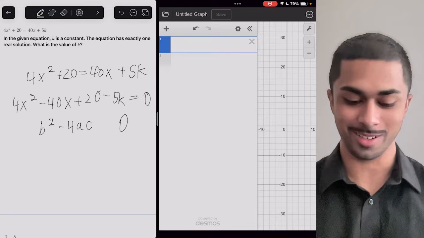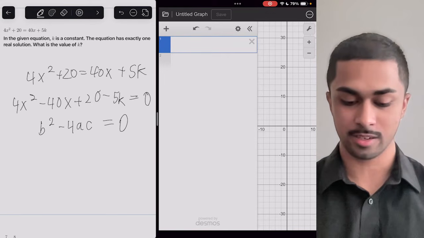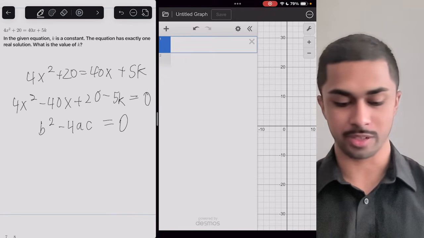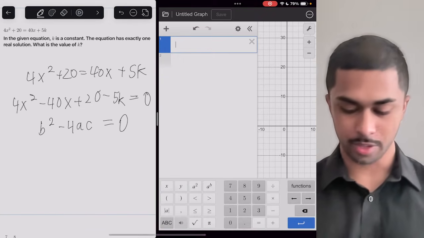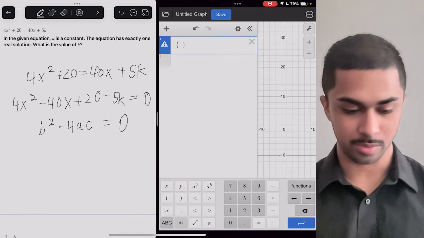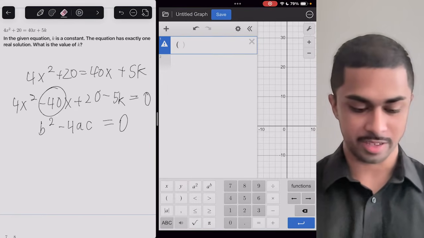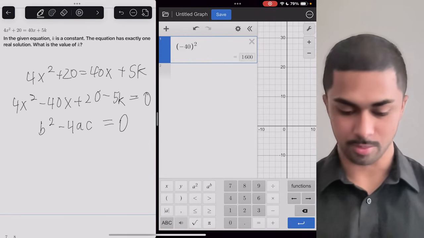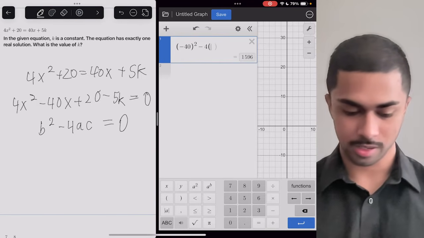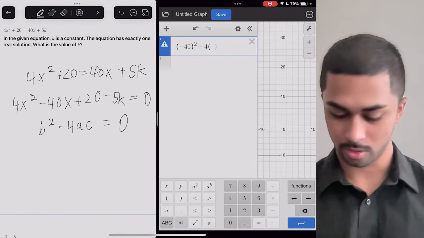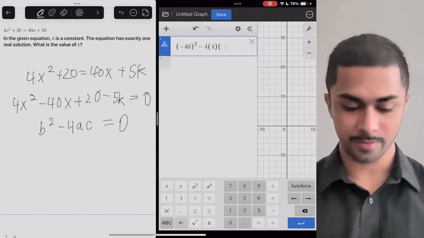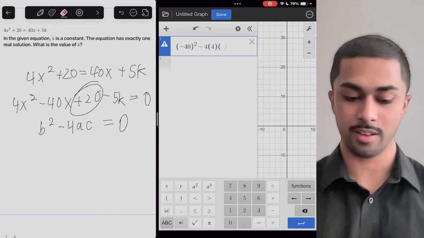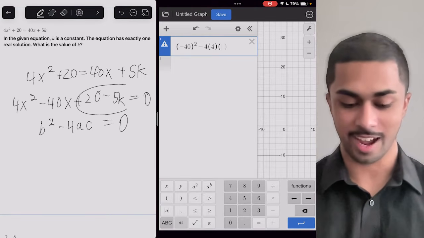This is also something that you need to memorize because the SAT is going to test this in different ways. B squared minus 4ac is equal to 0. And what we can do is we can actually just put this into Desmos. Since we know that b is negative 40, so b squared minus 4 times a, which is 4, times c. Here's the tricky part. C is not negative 5k. C is also not 20. It's this entire thing.